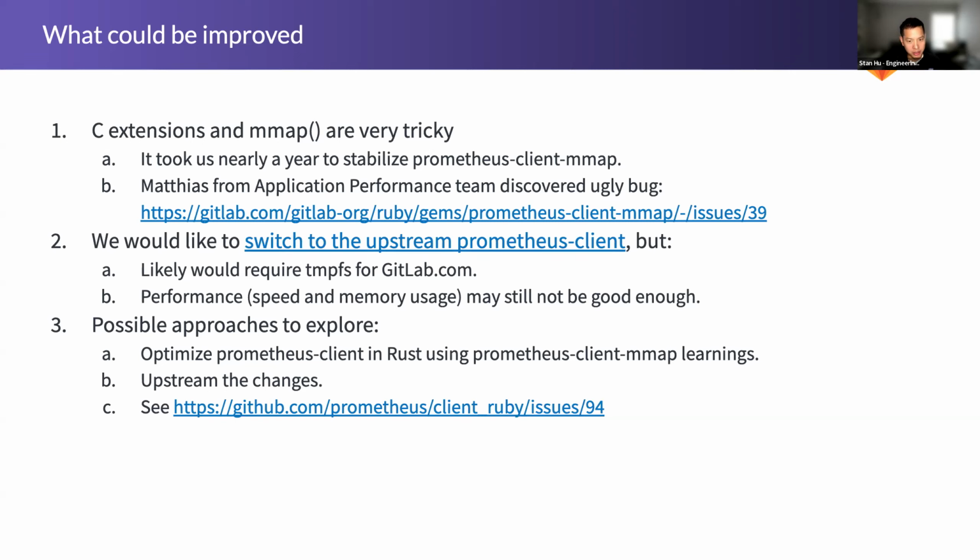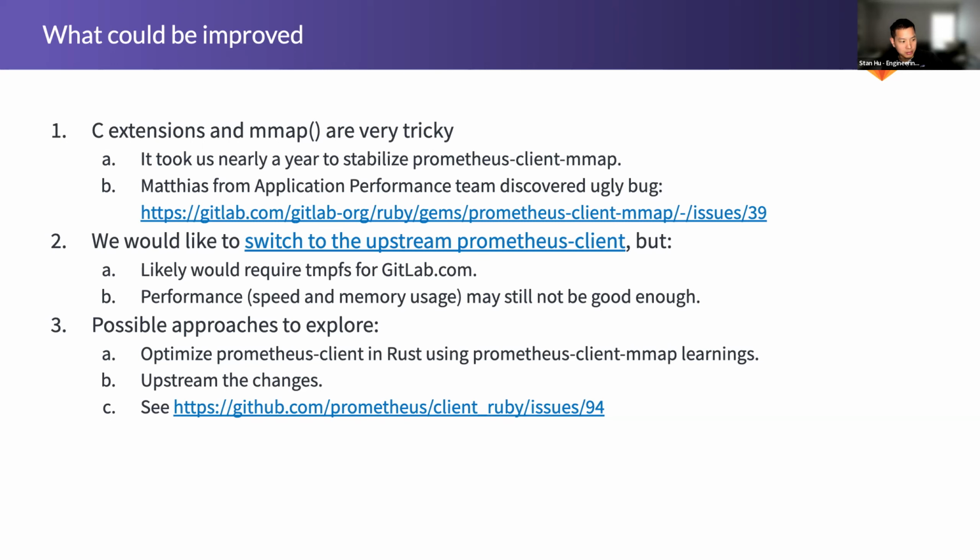As I mentioned, there was an upstream Prometheus client. We would love to switch to it, but right now, at the scale we're running at GitLab.com, it probably would require using a temporary file system because it doesn't have these mmap optimizations. And even then, I'm not sure that performance, in terms of speed, CPU time, and memory usage, is good enough. So this is why Mo and I have started talking about this.